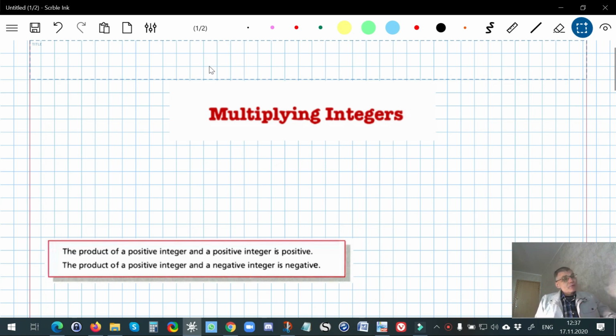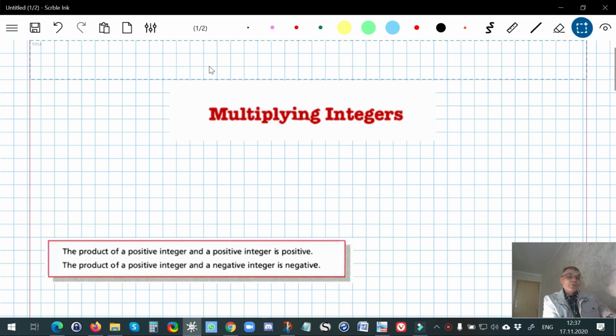Today we are talking about a very important topic, multiplying integers. We've already talked about adding integers, and now we're going to understand how to multiply them. Now we expand our scope, so to speak, and we are talking about positive and negative integers at the same time. So we'll have to learn how to deal with signs.